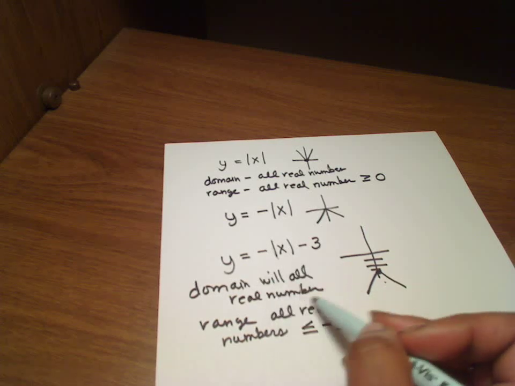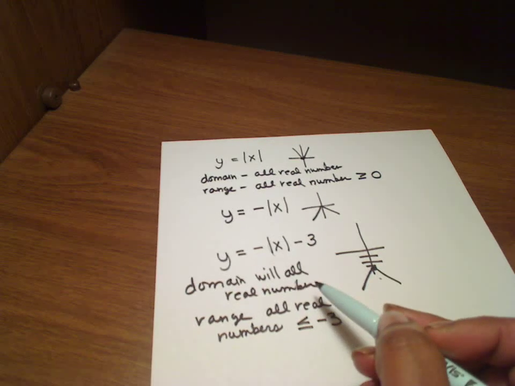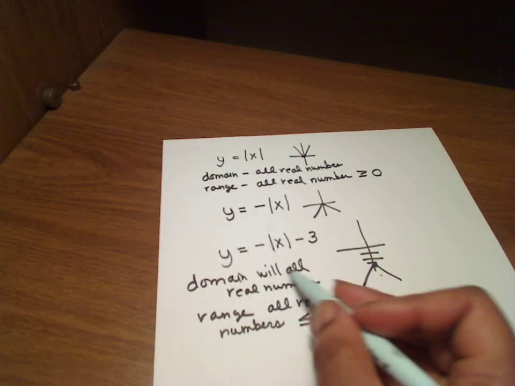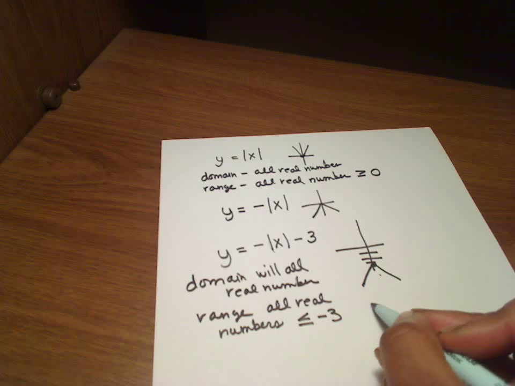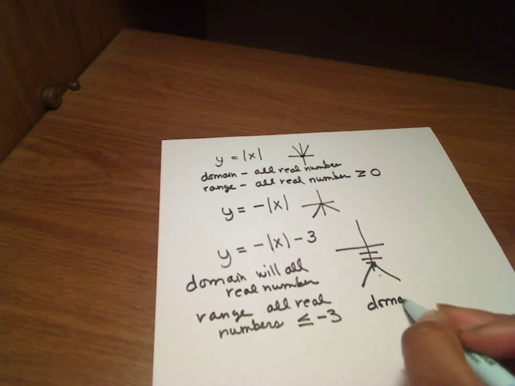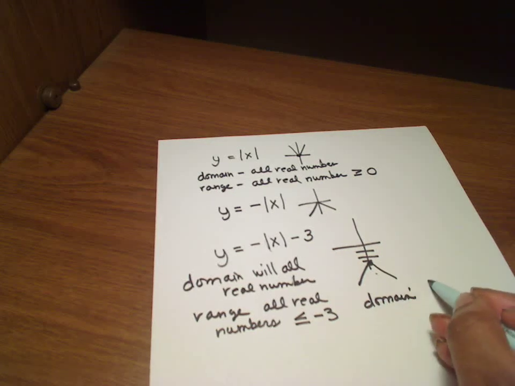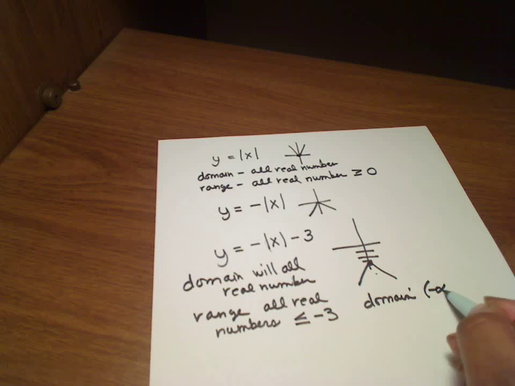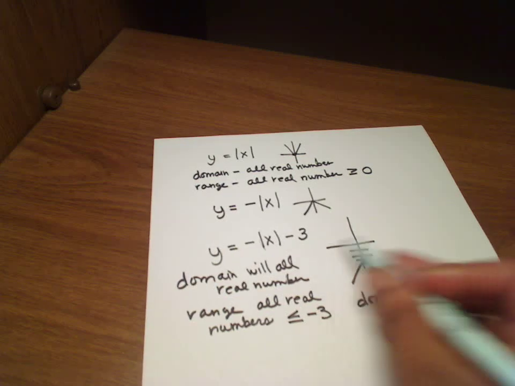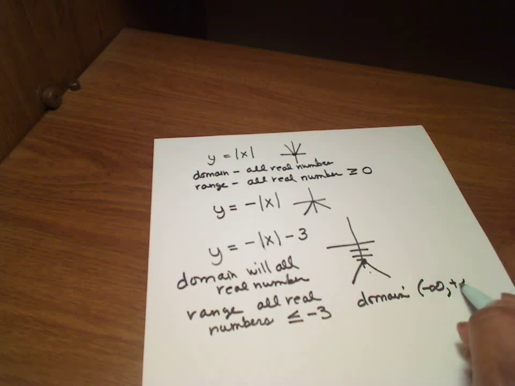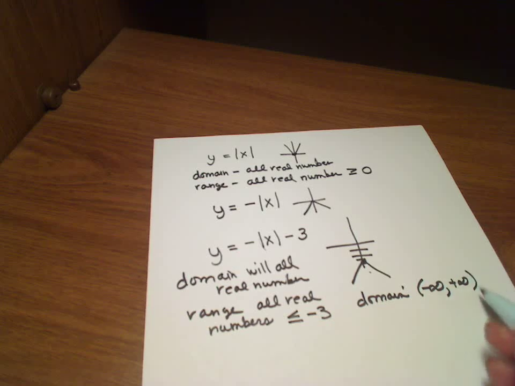So if I was going to write this in interval notation, all real numbers, once again, for my domain, I would write parentheses, negative infinity, because that means it's going in the negative direction this way, comma, and then a positive infinity. So that means it's going to go on and on forever, which represents all real numbers.